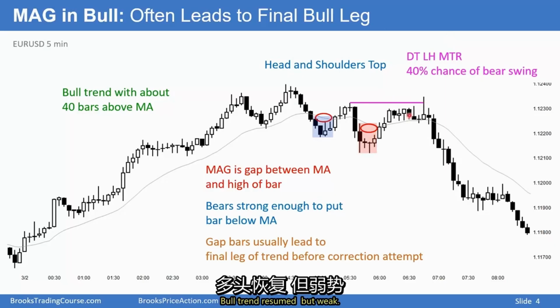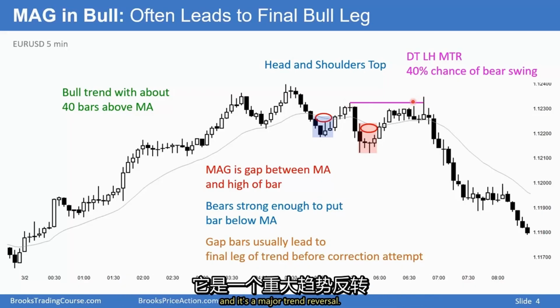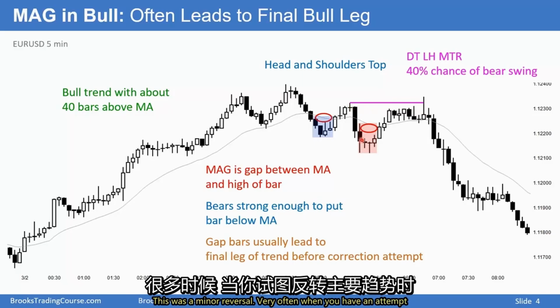Bull trend resumed, but weak. We have bear bars. We have a failed breakout above this lower high, and therefore it's a type of higher high double top, and it's a major trend reversal. This was a minor reversal.